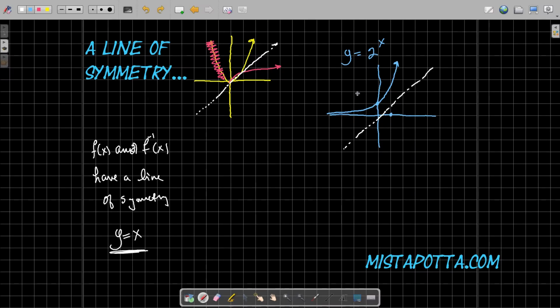This point here is the point 0, 1, and if I exchange x and y, I get the point 1, 0. I know that it should go towards x equals negative infinity, so this should go towards y equals negative infinity. And this goes exponentially up and away from my line of symmetry, so this should go exponentially away from my line of symmetry. And so if this is f of x, then I know that f inverse of x should have this appearance, even though I don't necessarily know what that function is called yet.